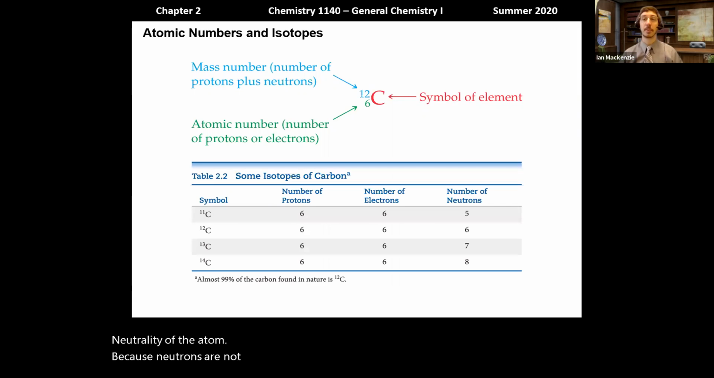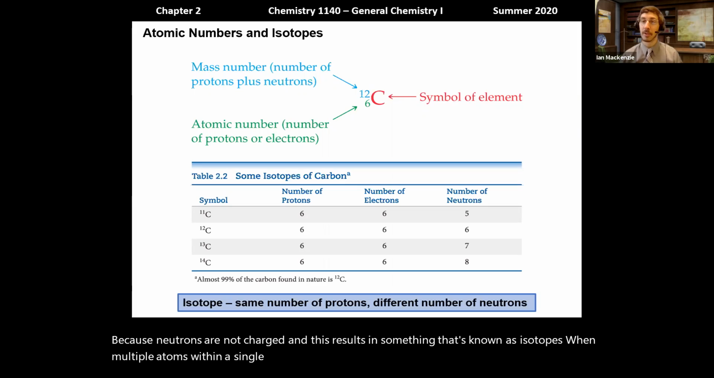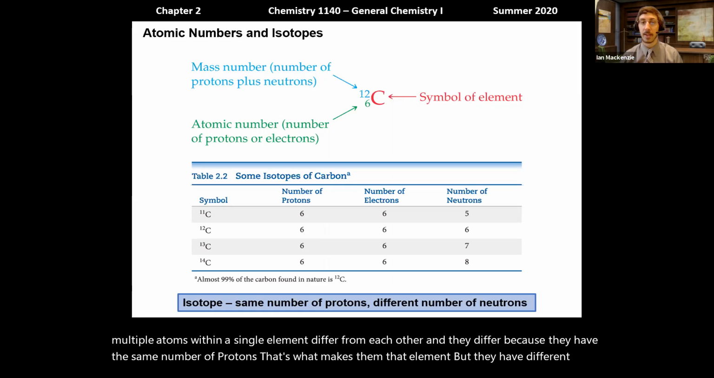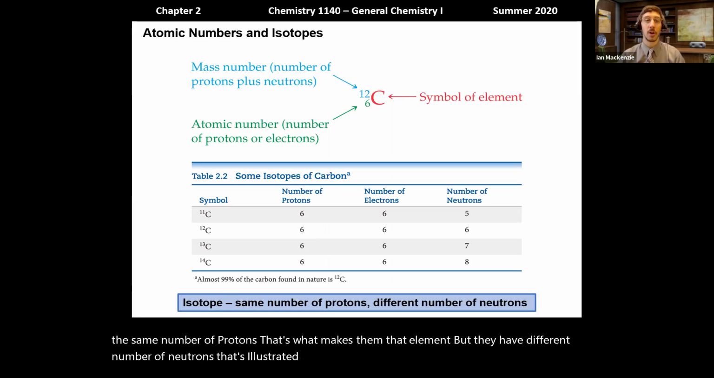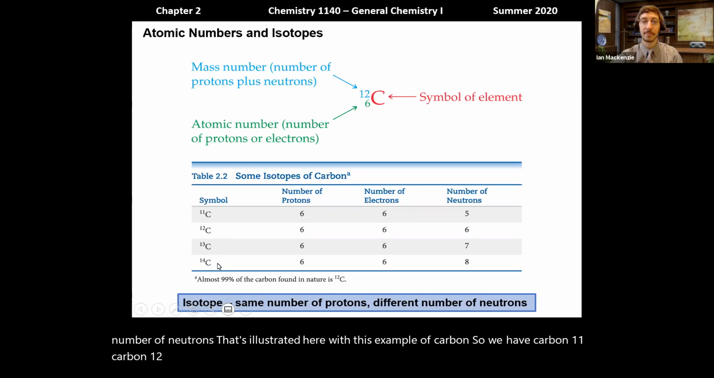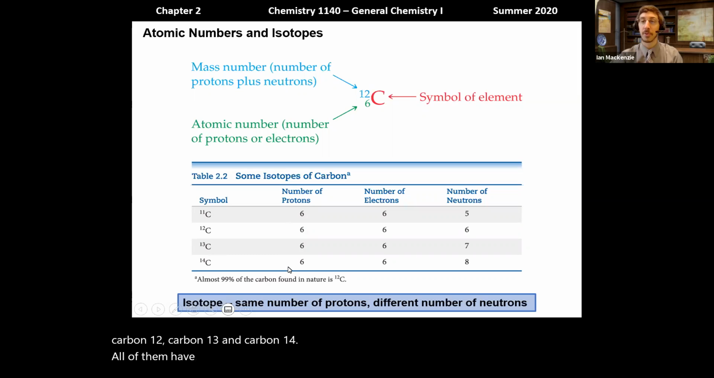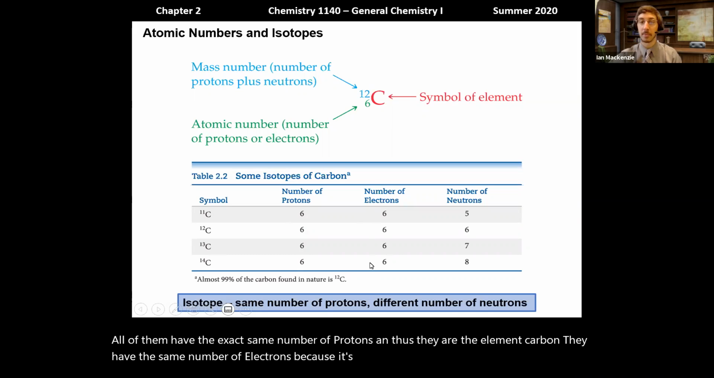And this results in something that's known as isotopes, when multiple atoms within a single element differ from each other. And they differ because they have the same number of protons, that's what makes them that element, but they have different numbers of neutrons. That's illustrated here with this example of carbon. So we have carbon 11, carbon 12, carbon 13, and carbon 14. All of them have the exact same number of protons, and thus they are the element carbon. They have the same number of electrons because it's just neutral carbon atoms, but they vary in the number of neutrons that they have present.